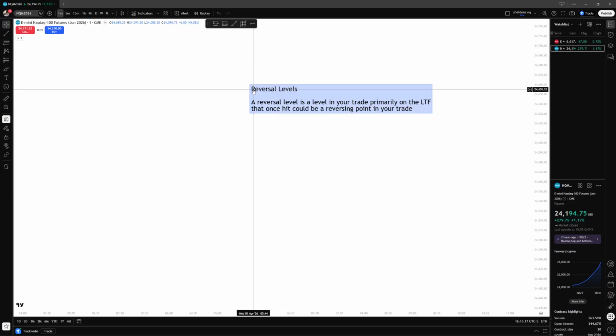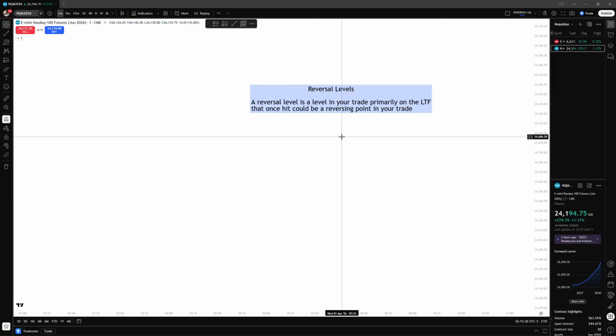So a reversal level is a level primarily on the lower time frame. We're going to be talking about why it's on the lower time frame. That once being hit, it could be the reversing point in your trade. So what does that mean?